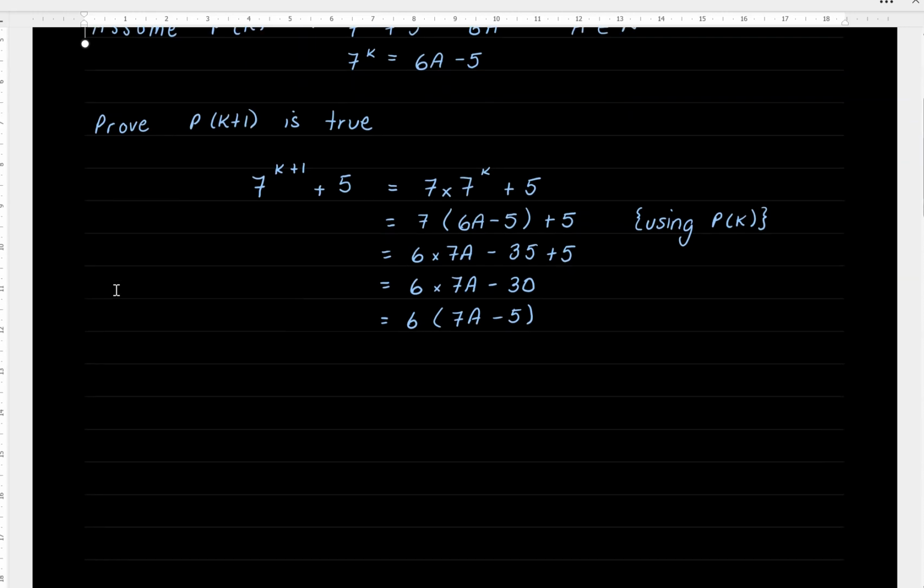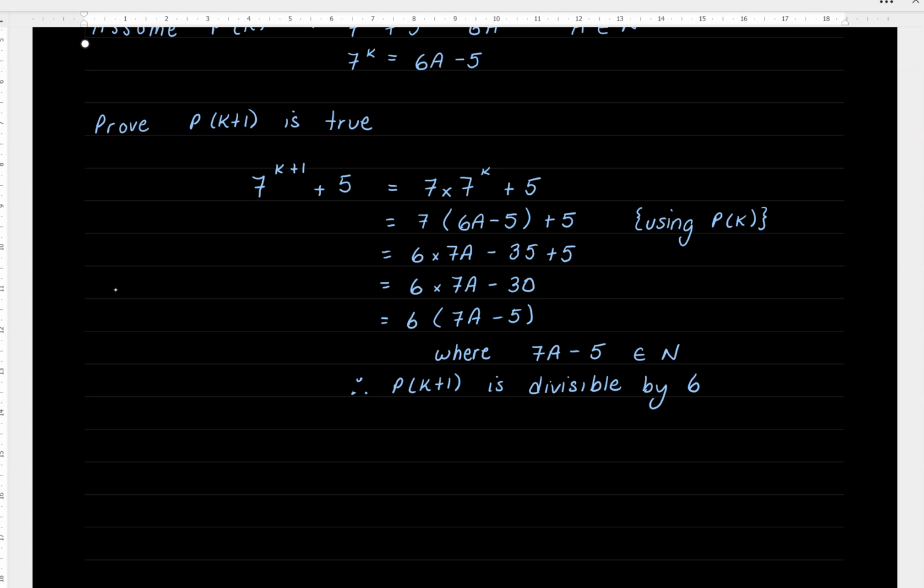Okay, and we've got where, right, since a is an integer, and we're timesing that by 7, we're taking that, then that is also an integer. So therefore, Pk plus 1 is divisible by 6.